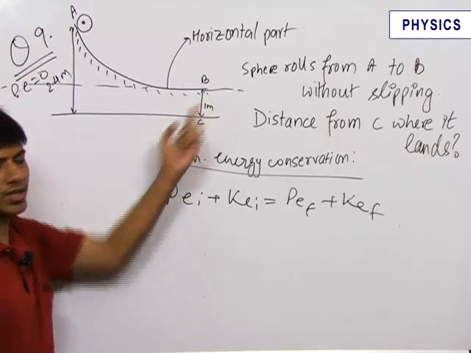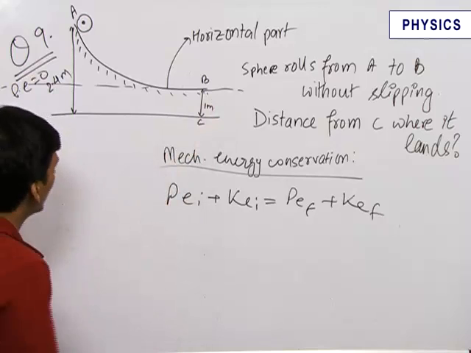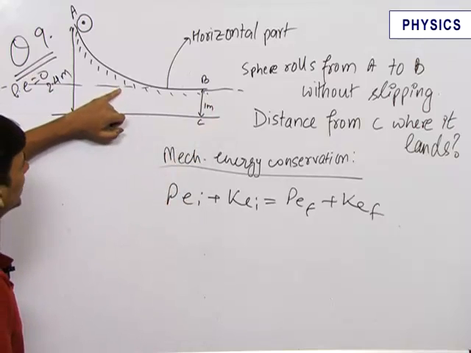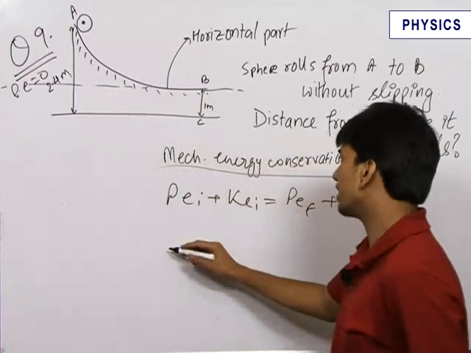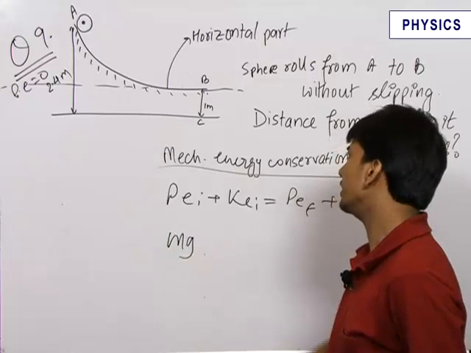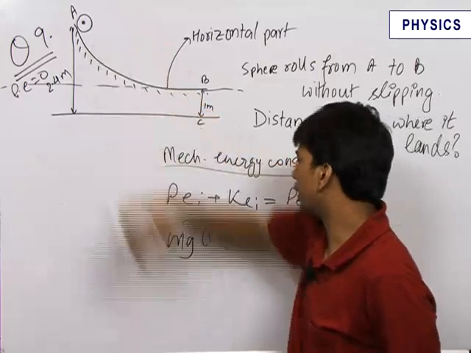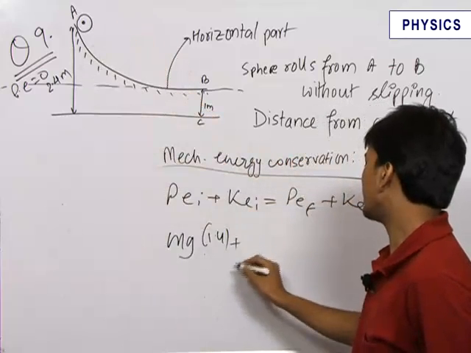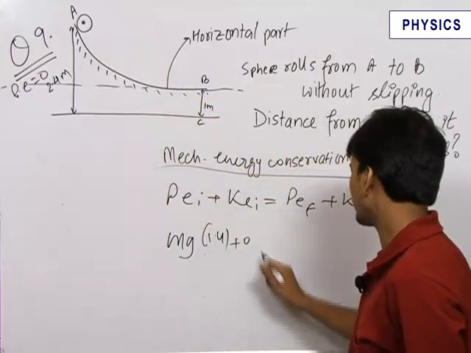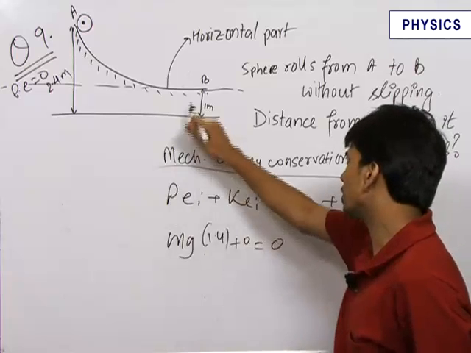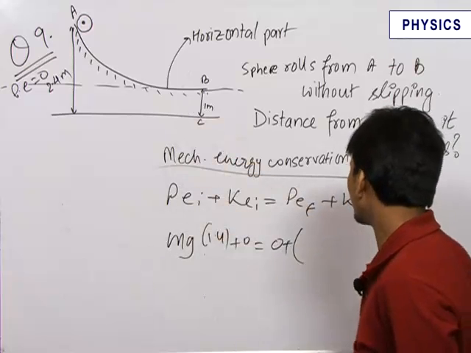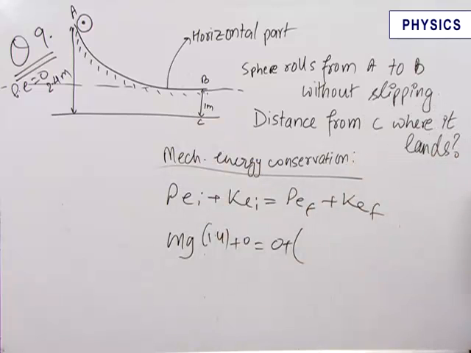Gravitational potential energy can be taken to be 0 at any preferable level. So we take gravitational potential energy to be 0 at this level. The initial potential energy can thus be written as mg into 1.4, this height being 1.4 meters. Initial kinetic energy was 0 because it starts rolling. Final potential energy is 0. Now we need to write down the final kinetic energy of the object.